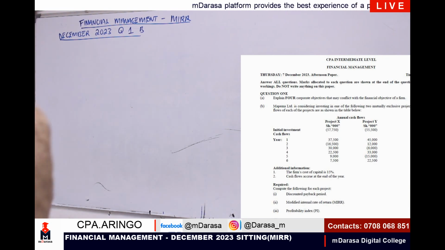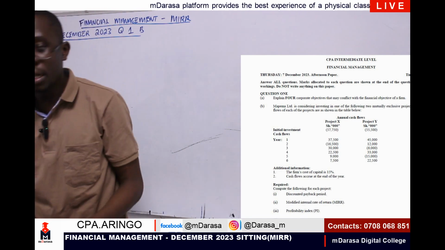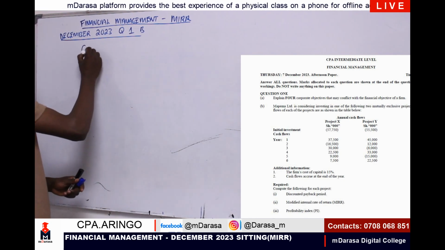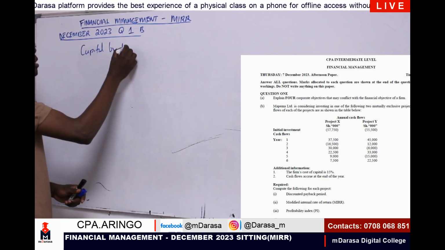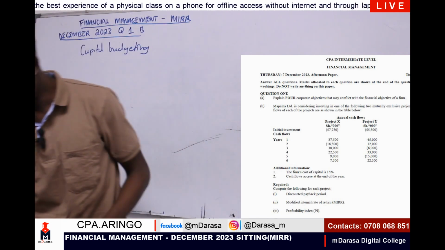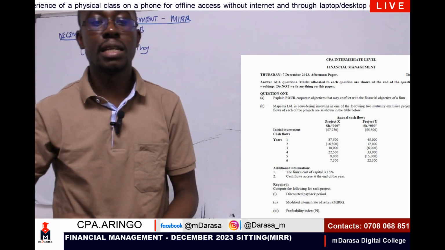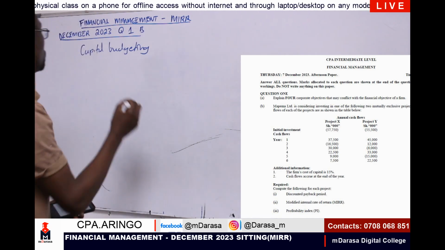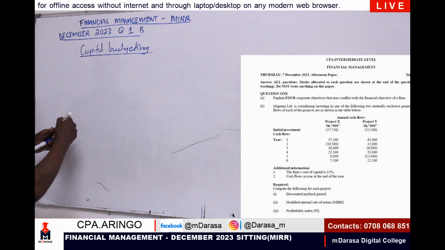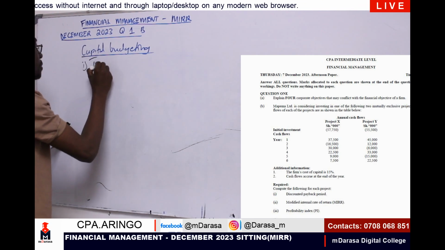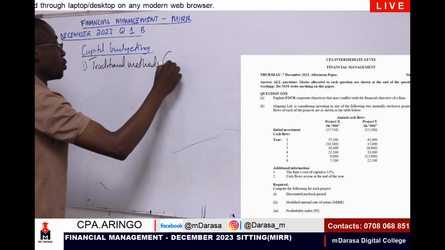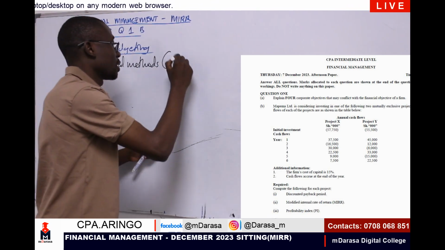Just to give you a brief recap of what we did, under capital budgeting, these three concepts must always click at the back of our mind. Number 1, the aspect to do with traditional methods. When you are talking about traditional methods, these are non-discounted methods, right?